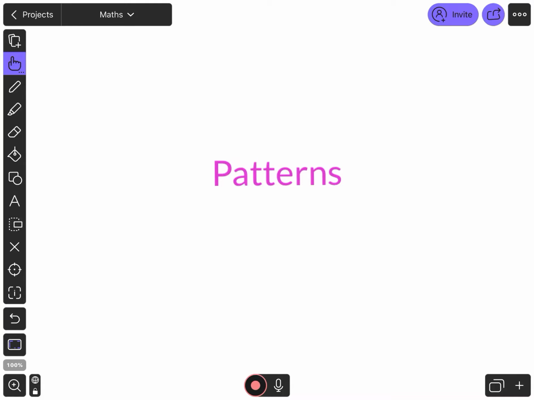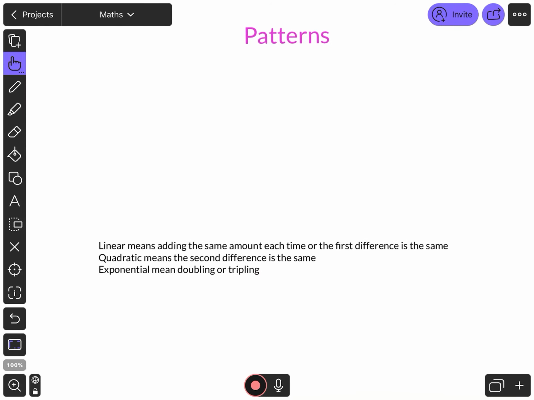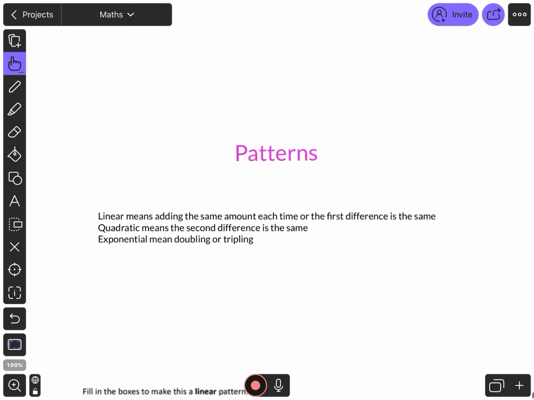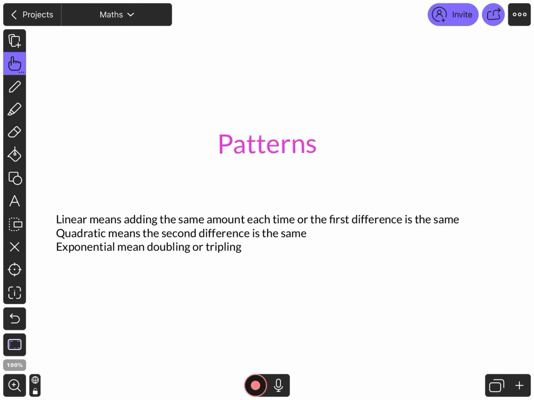Patterns, so the basics of patterns. We've looked at this before, but what we need to remember are three things. For patterns, we know that linear means that you're adding the same amount each time, or the first difference is the same. Quadratic means the second difference is the same, and exponential means you're doubling or tripling.